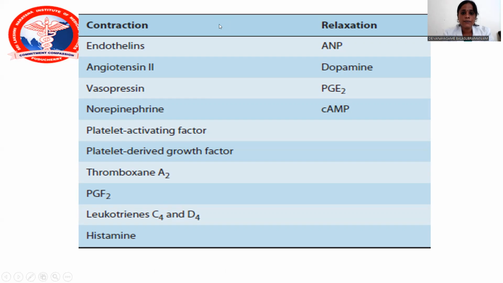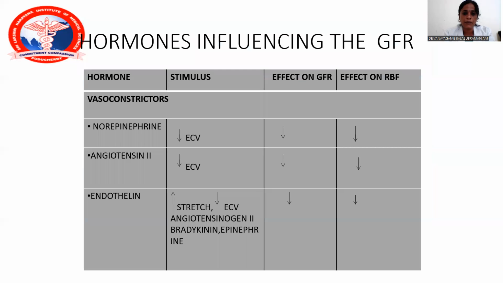Contraction is caused by endothelins and hormones. Next one is the hormonal one: endothelins, angiotensin 2, vasopressin, norepinephrine, platelet activating factor, platelet-derived growth factors, thromboxane A2, PGF2, leukotrienes C4 and D4, and histamine. They all cause contraction, whereas relaxation is caused by ANP, dopamine, PGE2, as well as cyclic AMP. So, the hormonal influence on the GFR. I told you before that the first one is the autoregulatory mechanism. Next one is the hormonal influence on the GFR.